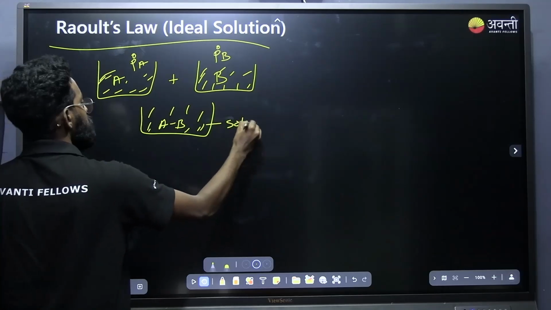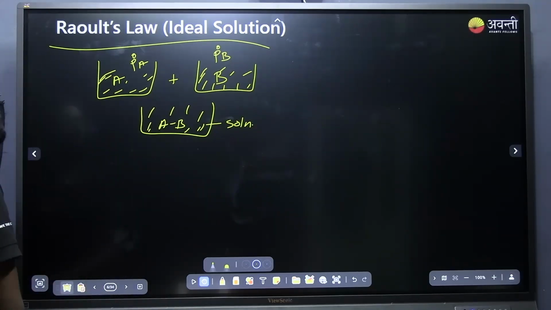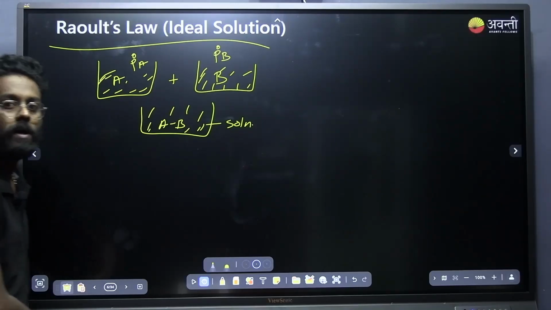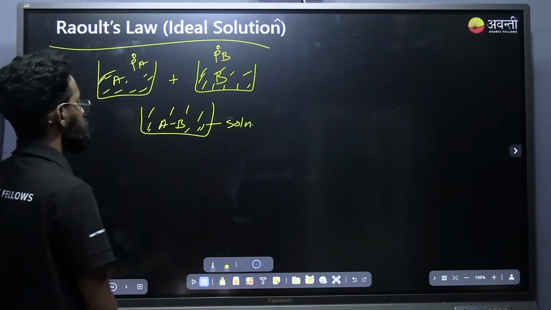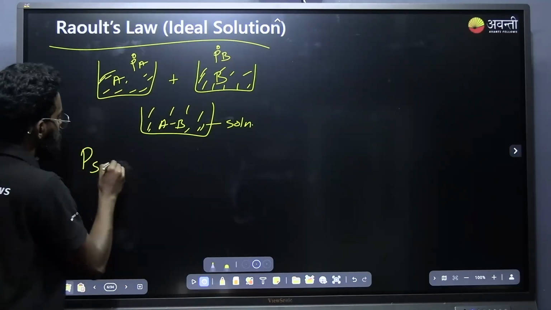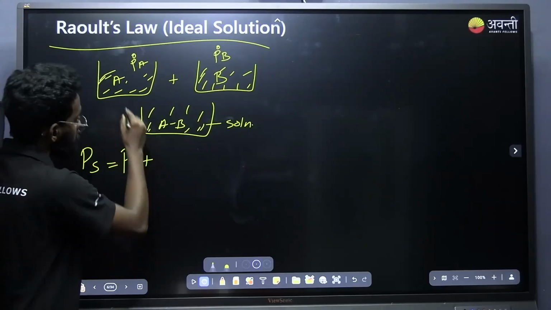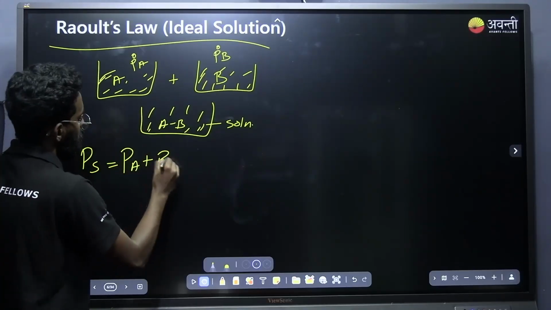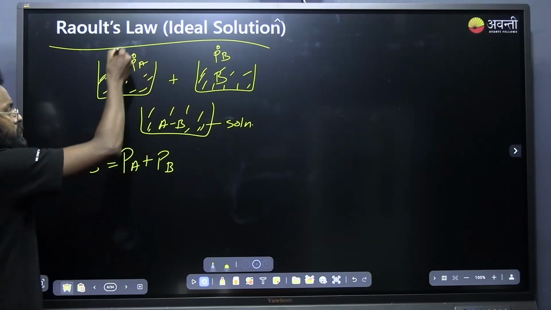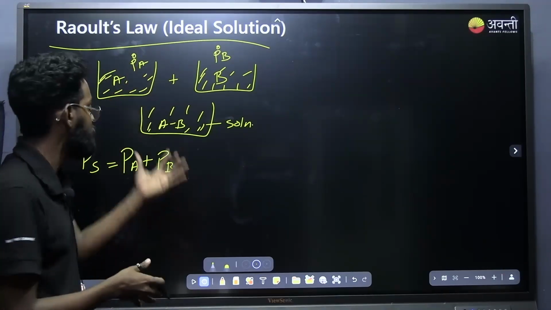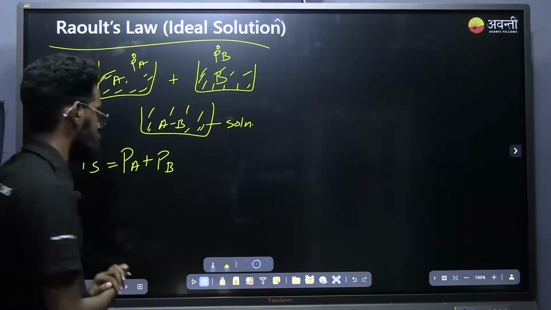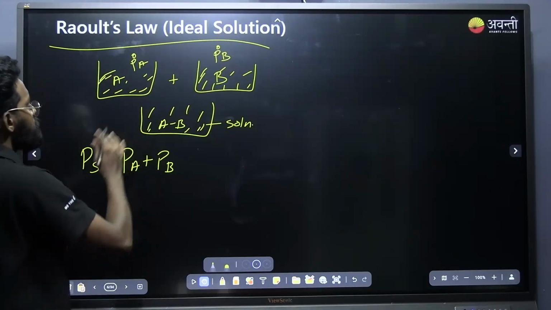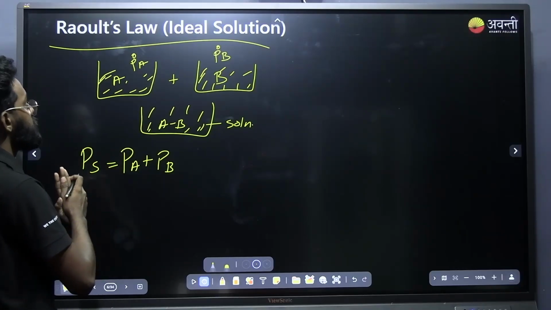This is the solution. And my question is, what is the vapor pressure of the solution? That is the total pressure of the solution. The total pressure of this solution will be equal to the sum of the partial pressures of liquid A and B. Actually here it should be the sum of vapor pressures, but when it comes to a solution, we replace vapor pressure with partial pressure. Okay, this is about ideal solutions and Raoult's law.